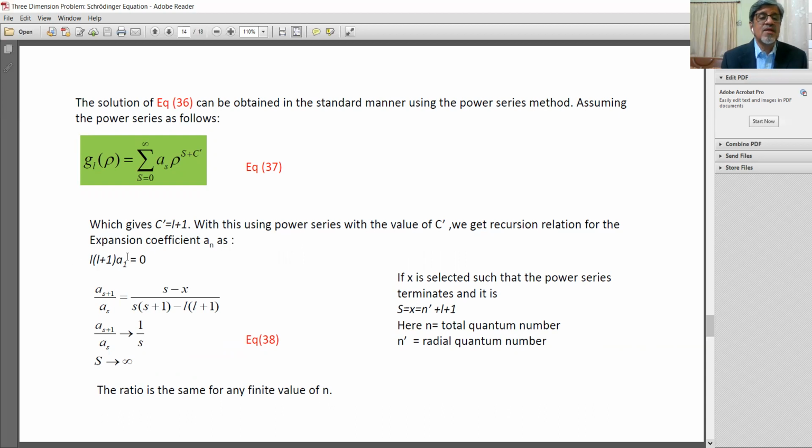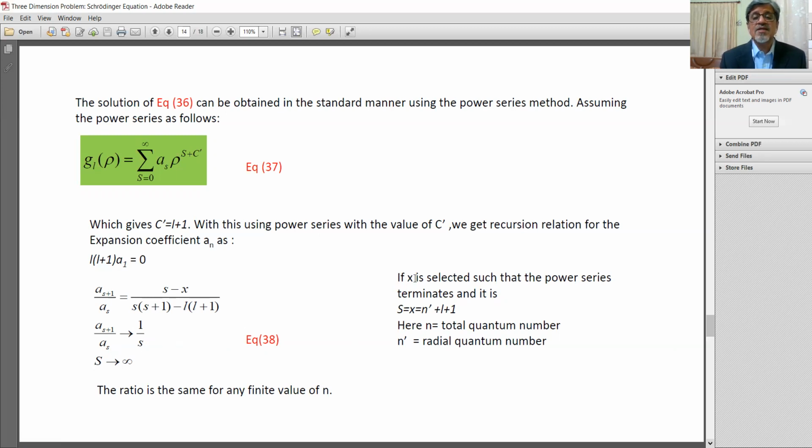So for l plus 1, a1 equal to 0. And we get the recursion relation that the (s plus 1)th coefficient divided by a_s is (s minus x) in the numerator and (s plus 1)(s plus l plus 1) in the denominator. And if we take the asymptotic case, s tending towards infinity, this is very large divided by s very large, again divided by s very large. So one s is cancelled out, so it is ultimately 1 upon s. And that is equation number 38.